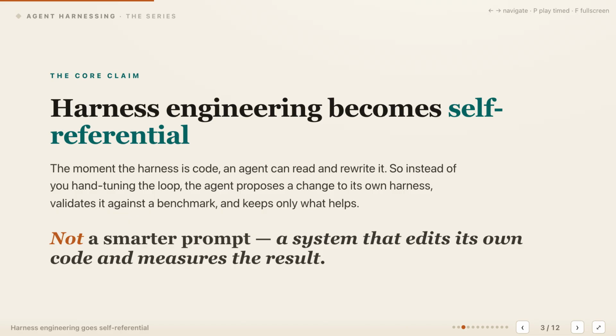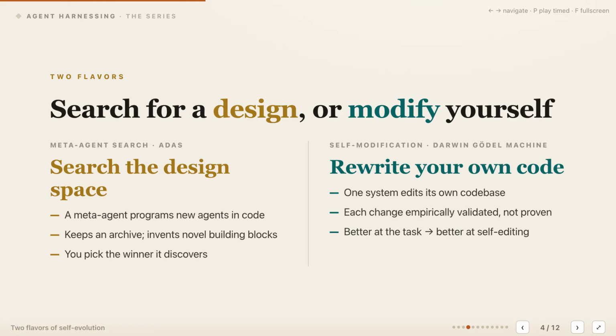This is not simply a smarter prompt. It is a system editing its own code and measuring the result. Two related approaches reach this idea from different directions. In automated design of agentic systems, a meta-agent programs many candidate agents and preserves useful designs in a growing archive. The improver remains separate from the agents being improved, and you eventually choose among the discovered designs. A Darwin-Gödel machine takes the other path. One system rewrites its own codebase and evaluates each modification empirically. It does not need a formal proof that an edit will help before testing it. One approach searches a design space, while the other directly modifies the system performing the search.